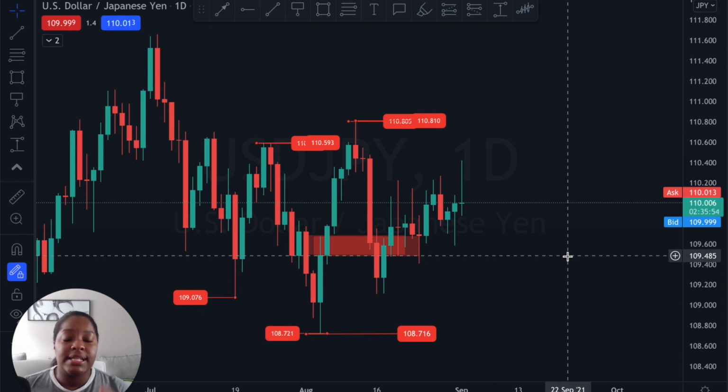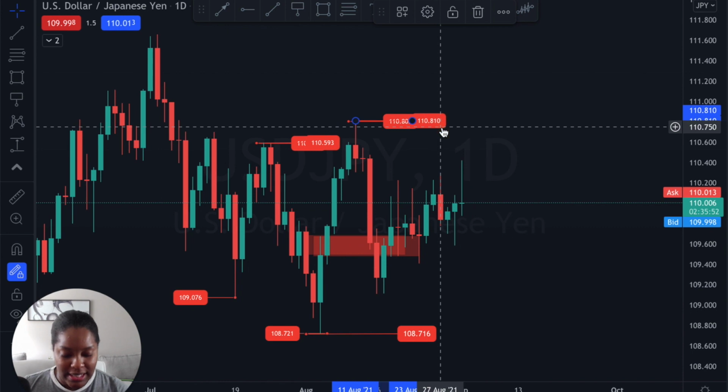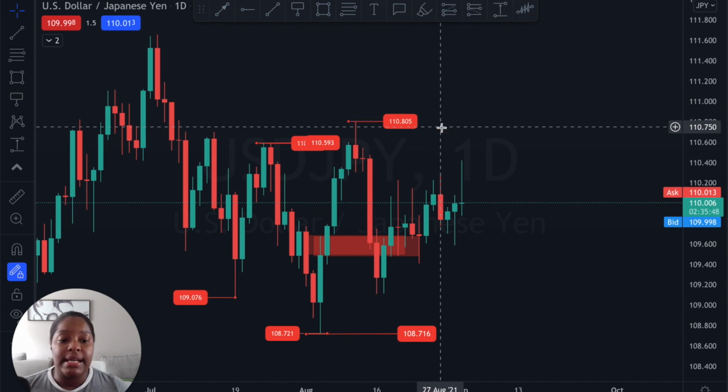And my take profit is back up to, I don't know why I have two of these, but it's back up to 110.880 Japanese yen cents. Now, while this has not hit profit yet, it has lingered quite a bit, but it still reminds me that I am still in profit.